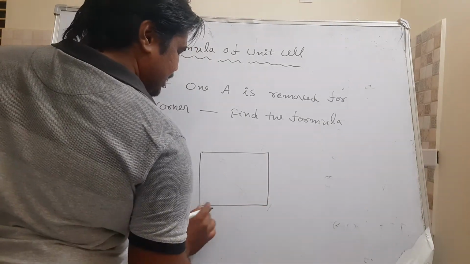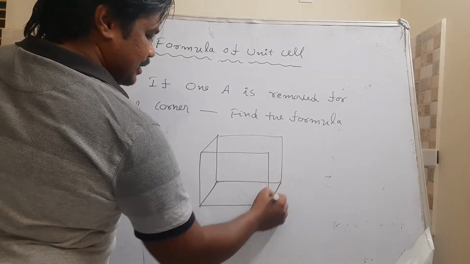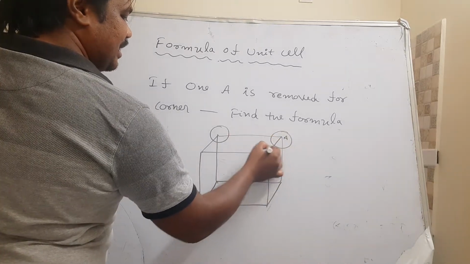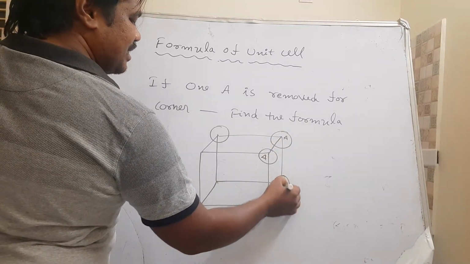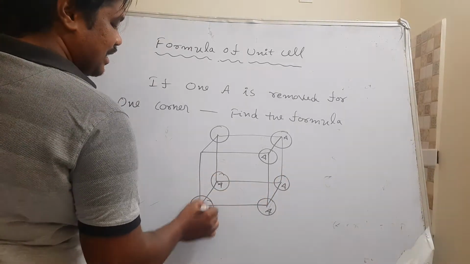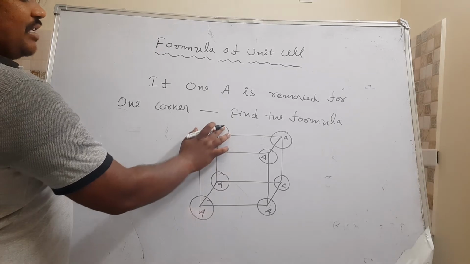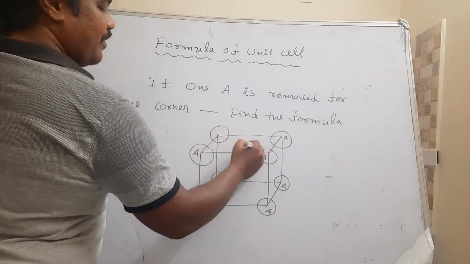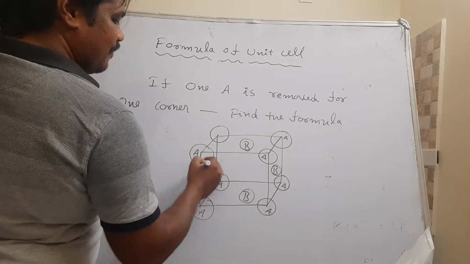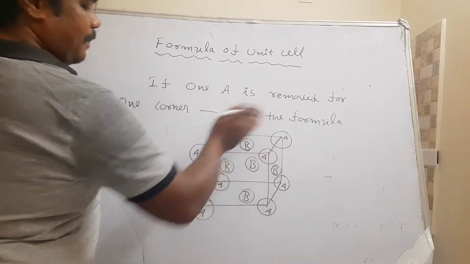Now the unit cell is like this. 1A is removed from one corner. This A is present, this one is present, and this A is also present, but this one was removed. There is no particle A at this lattice point. Every B is present, at the front face and at the back face.